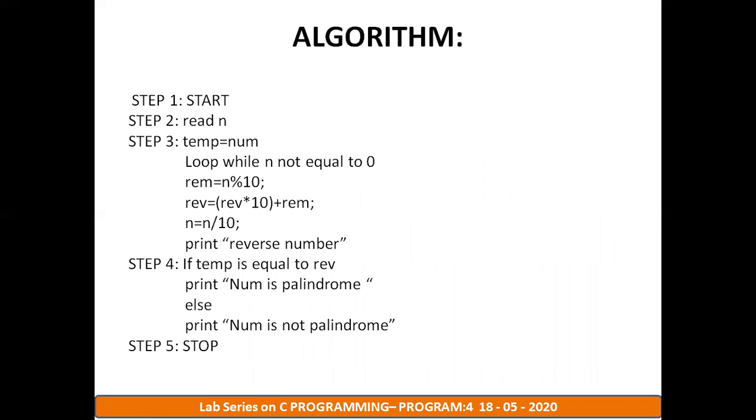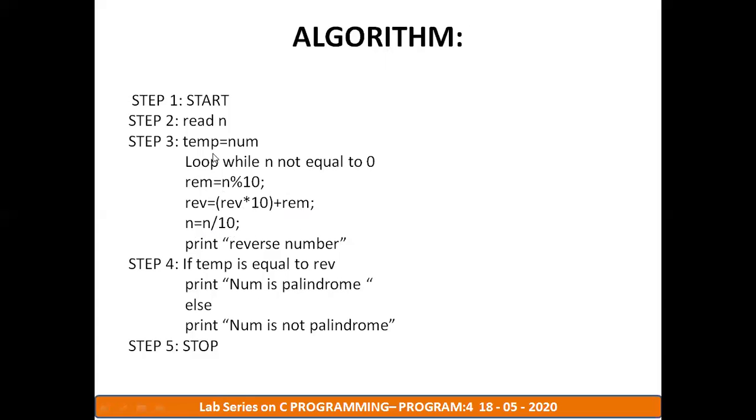The algorithm of the program is that we read a number and store that number in a temporary variable, and we use the while loop. This while loop will be executed until n is not equal to 0. Until and unless n is not equal to 0, these three statements will be executed repeatedly. The remainder is calculated as n mod 10, the reverse is calculated as reverse into 10 plus remainder, and the new value of n is calculated as n divided by 10.